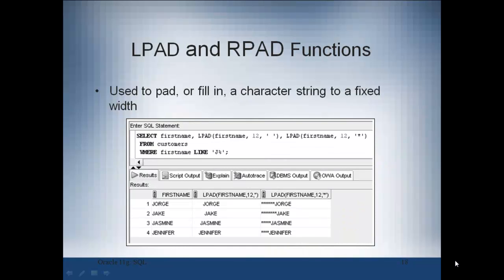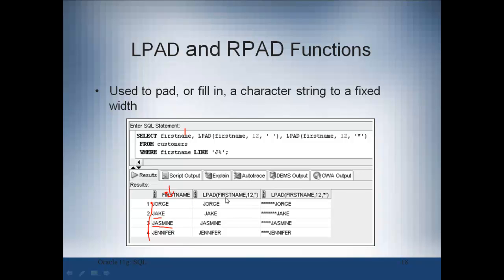Okay, next are the LPAD and RPAD functions. LPAD means pad to the left of data. RPAD means pad to the right of data. So this first column is just the first name. Character data by default lines up on the left. It's left aligned. Goes from left to right.